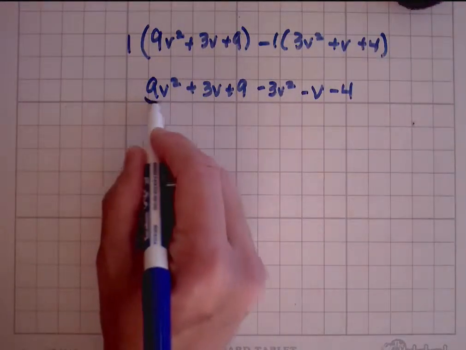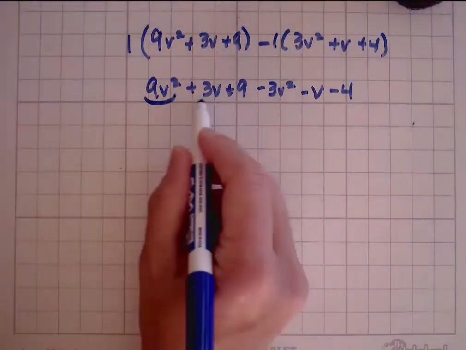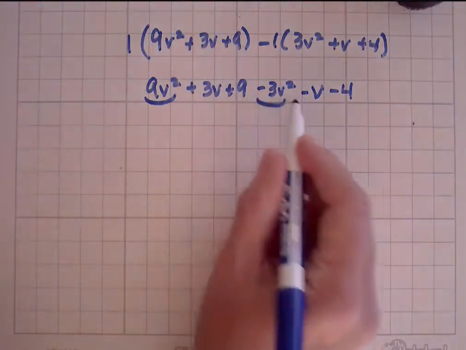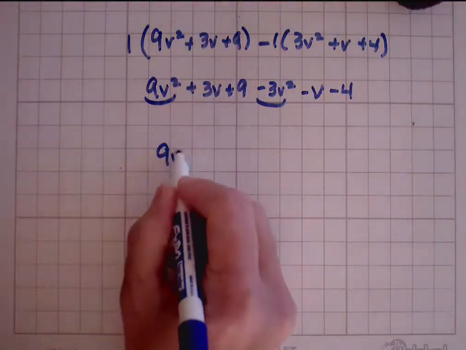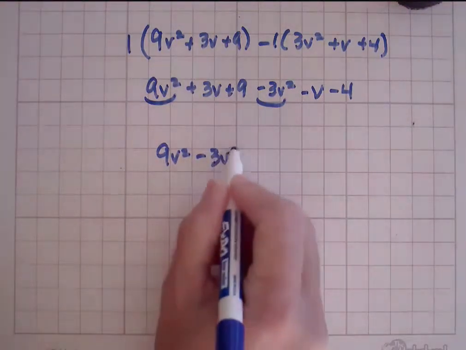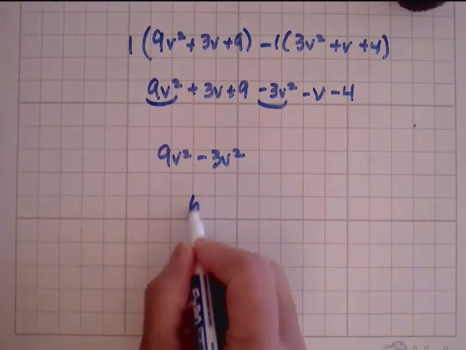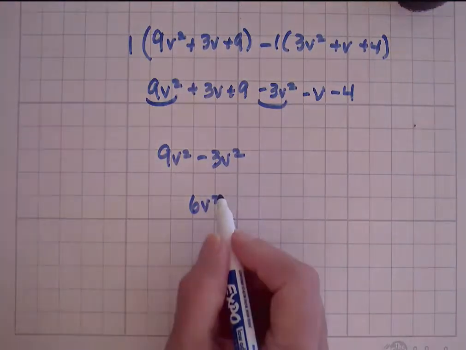So now let's go on our hunt for like terms. 9v squared minus 3v squared. And I think that's all I have for that. So 9v squared minus 3v squared. 9 minus 3 is 6, and the v comes along for the ride.